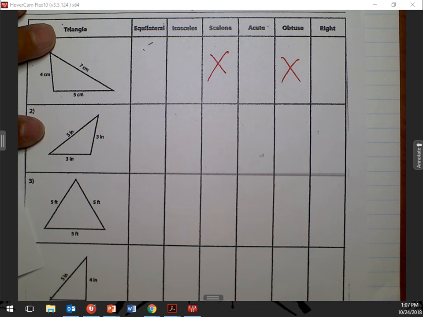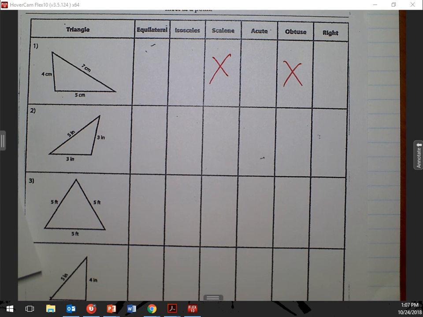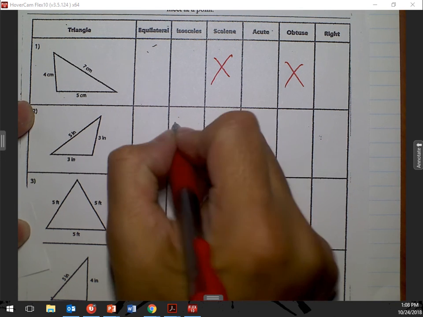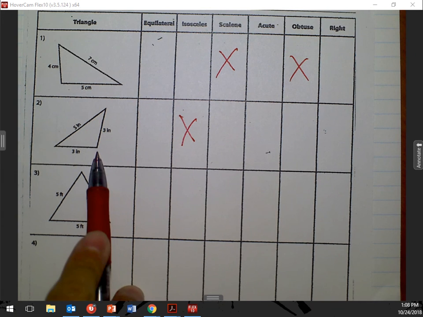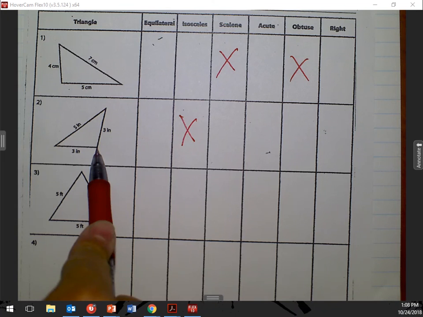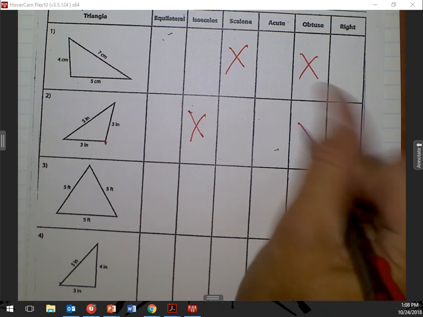All right, number 2. Okay, is that one going to be equilateral, isosceles, or scalene? Isosceles. Why is it isosceles? 2 of the sides are the same, right? So that is isosceles. What about angle? Is that obtuse again? Yeah, because it looks like this one right here is definitely more than 90, right? Okay, so I'm going to call that one obtuse.